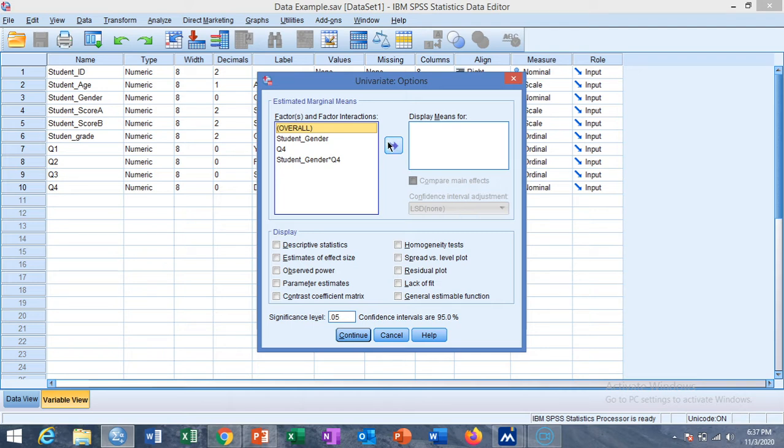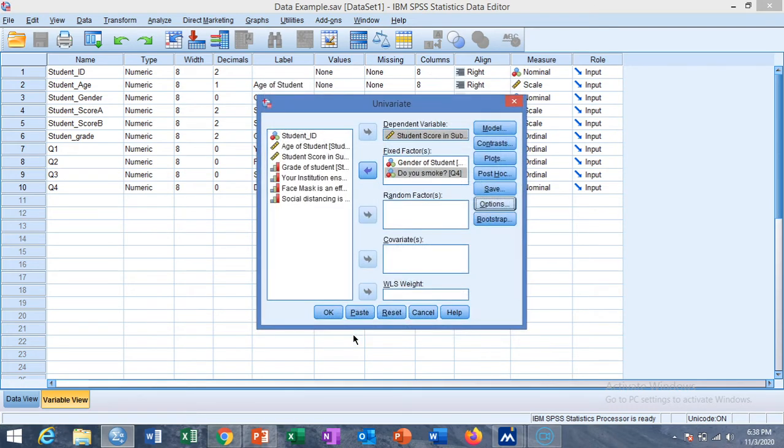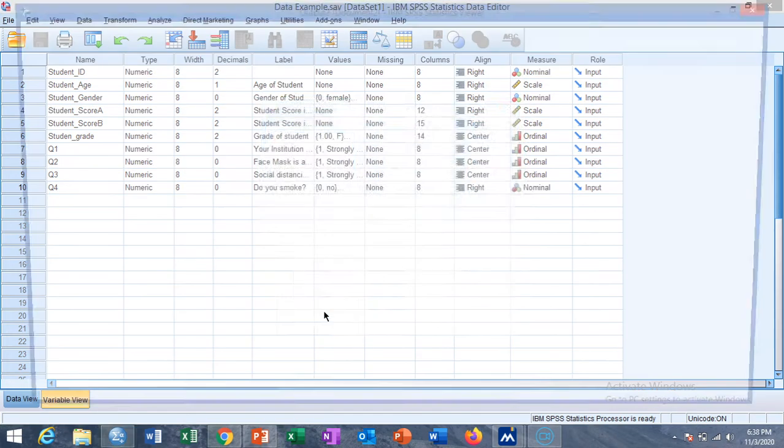We can display the overall mean, student gender, and student preference about smoking. And we also display the descriptive statistics. We can also test homogeneity. The Levene's test will be performed to check the assumption of homogeneity. We can also plot the residual for checking the normality, and then click on continue, and then OK.